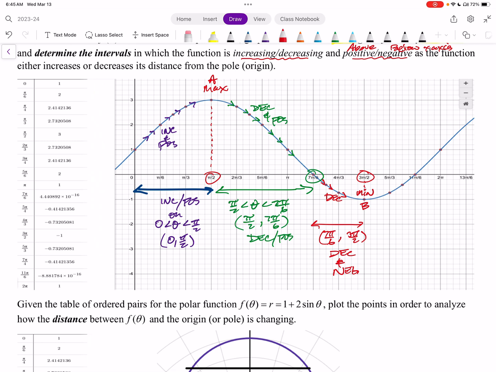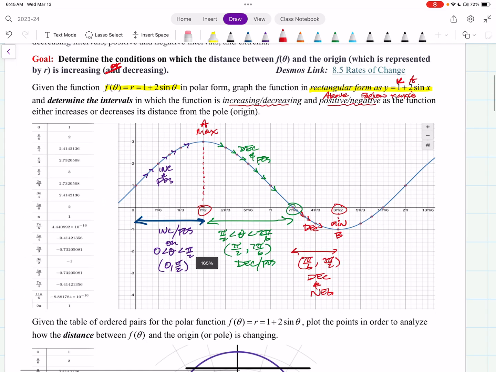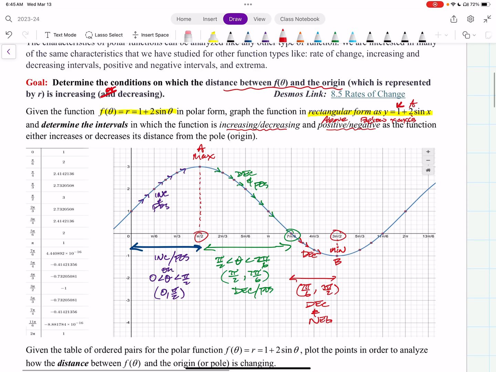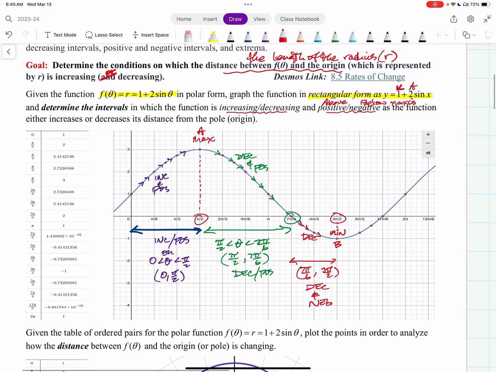As I'm going through here and illustrating what's going on, you've got to be thinking, how is this related to our goal? If you look at the top of the screen, we're trying to determine the conditions on which the distance from the point to the origin, which is the length of the radius, called R, is changing. Is it increasing or is it decreasing? How is this related to it?